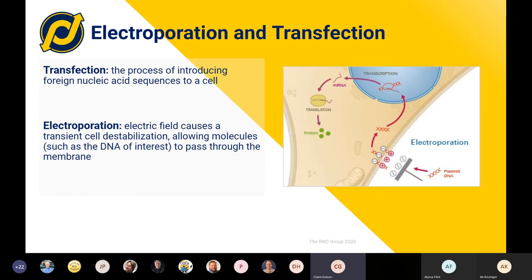MaxCyte machine, I believe, conducts this electroporation method. So if it works, it is very useful. However, it is known to cause a fair amount of cell death just because it's exposing a cell to transient cell destabilization via an electric field. So it's likely to cause some cell death, but if it works, it is very useful in getting the DNA into the cell.